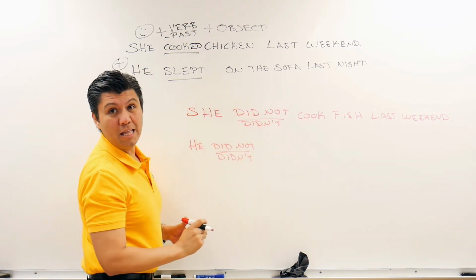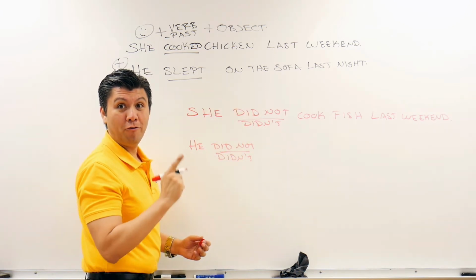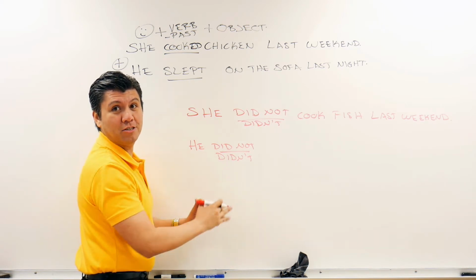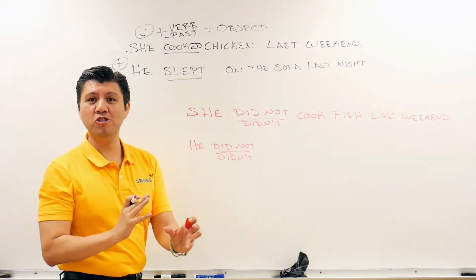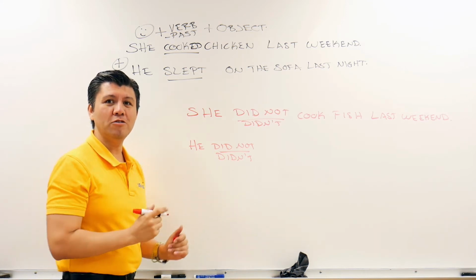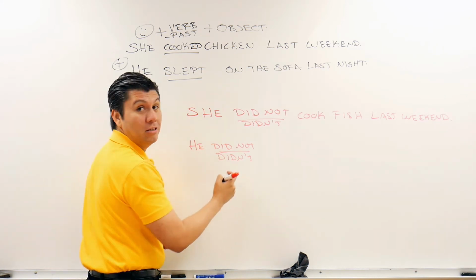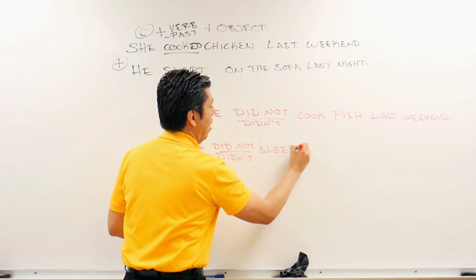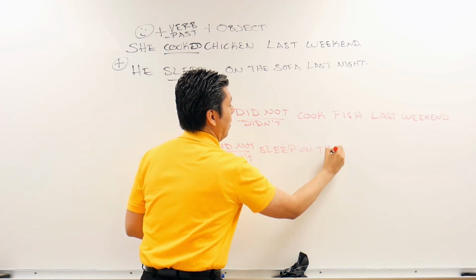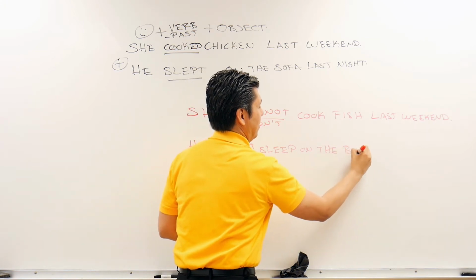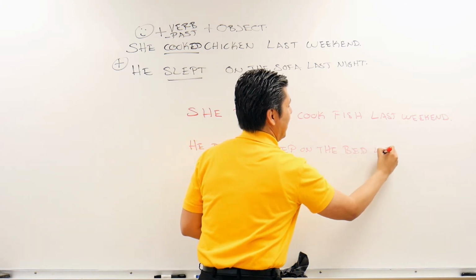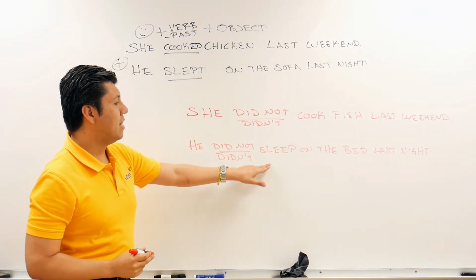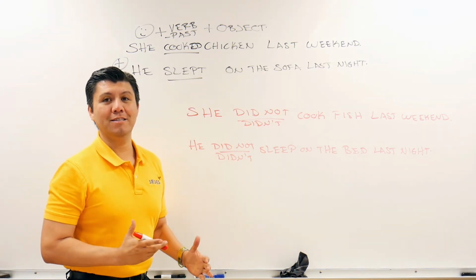So we're going to use sleep or slept. Remember, we're using the auxiliary did. That's the indication for past. So I don't need to change the verb into past. So we're going to use it in present form. So he did not or he didn't sleep on the bed last night. Okay? So he did not or he didn't sleep on the bed last night.